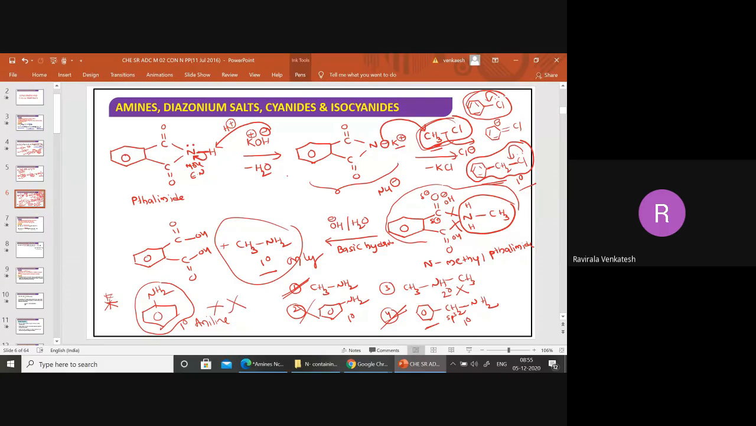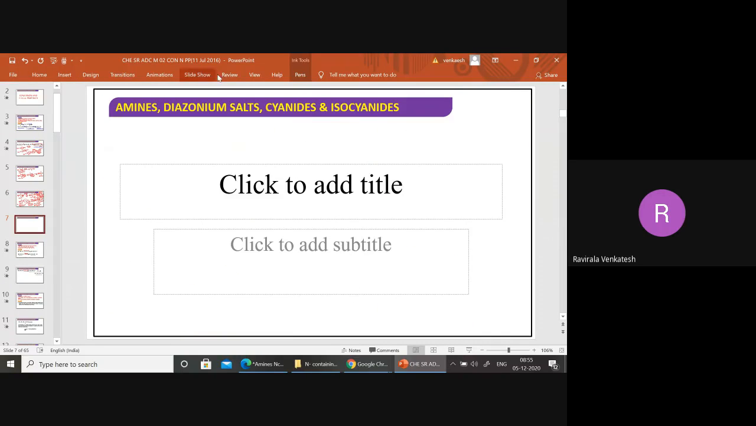Now what you have to do after the class is take some more examples here and try the mechanism. Which mechanisms do you have to follow? You see here, I want CH3CH2NH2. Now how to get this one in the Gabriel phthalimide reaction? How to get this one?